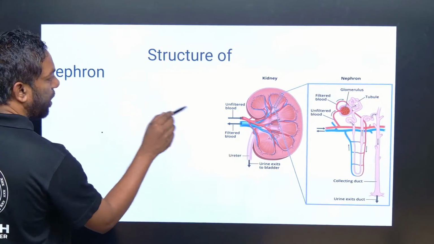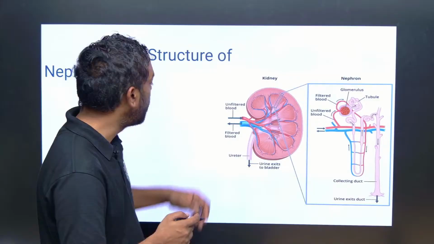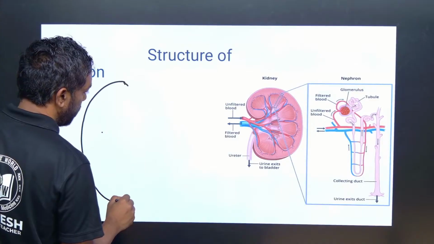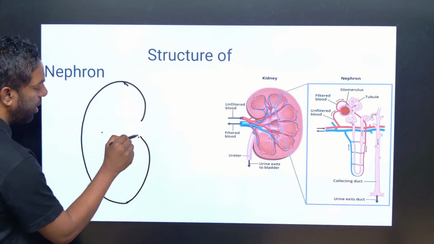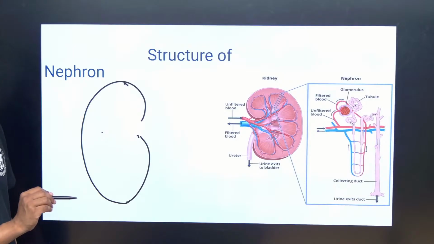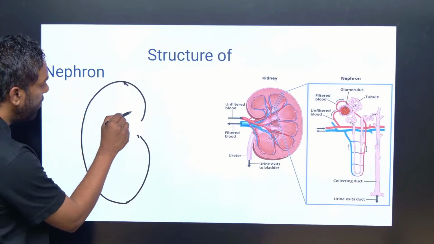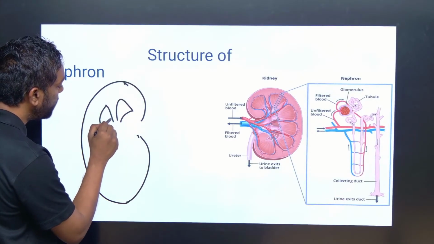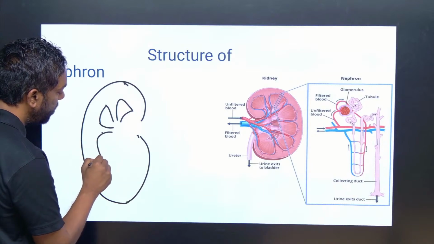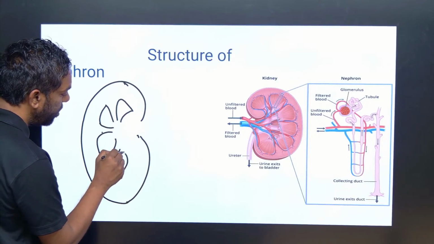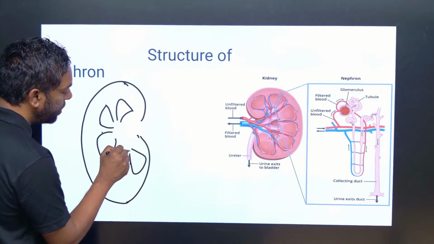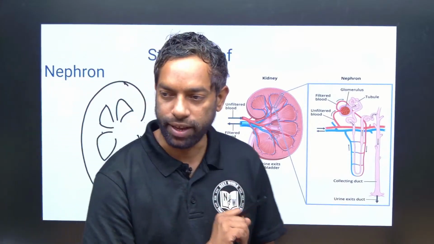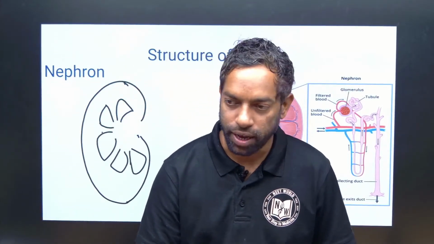Where is the nephron located in the kidney? The kidney has two parts, the cortex region and the medullary region. This is the medullary region, which has medullary pyramids. These are conical-shaped pyramids. Each kidney has 12 to 15 pyramids.